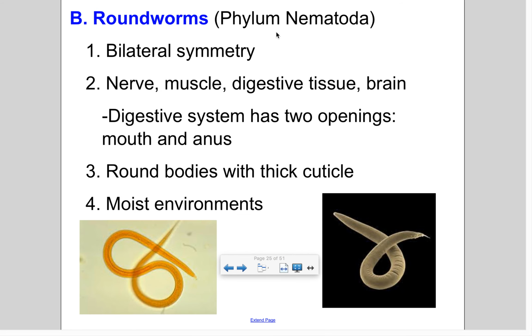Roundworms belong to the phylum Nematoda. Again, bilateral symmetry, so something they have in common with flatworms. They have nerve, muscle, digestive tissue, and brain, but their digestive system has two openings, a mouth and an anus, whereas the flatworms only had one. Round bodies with a very thick cuticle, and they also live in moist environments.